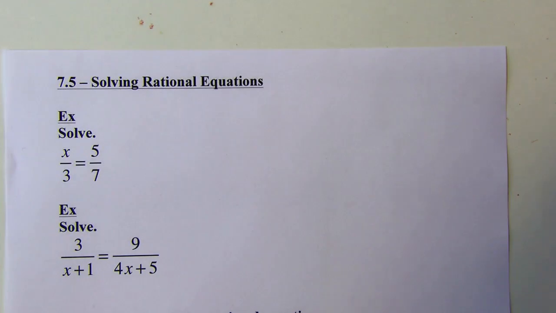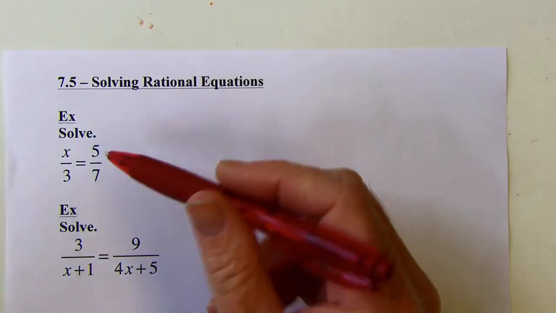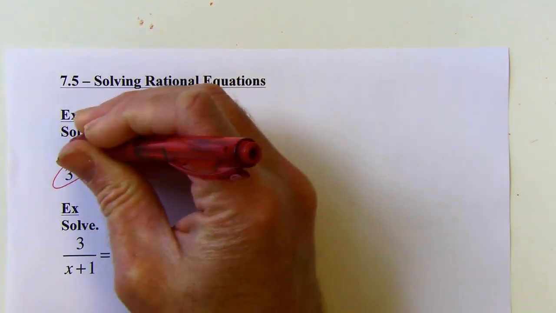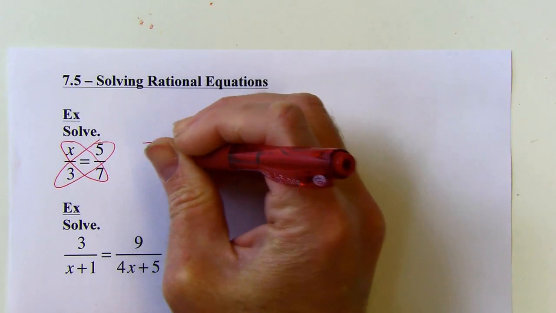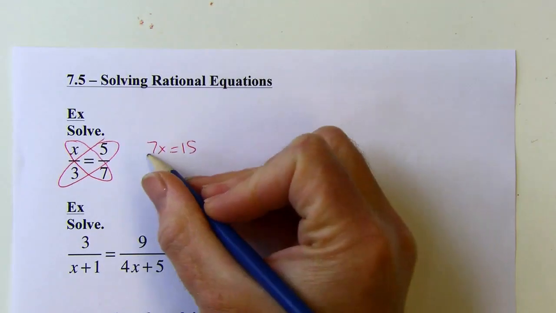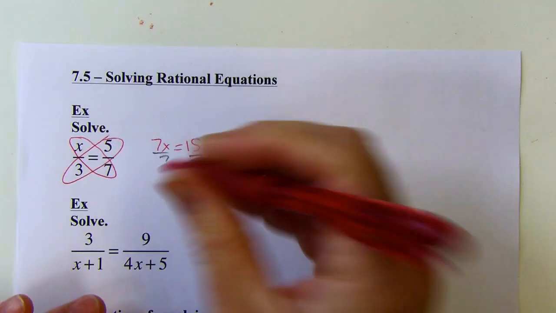Okay, solving rational equations. So here's a rational equation. It's two fractions that are equal to each other, and when that is the case, the cross products should be equal. So 7x is going to equal 15, and then we can divide by 7, and x is going to equal 15/7.